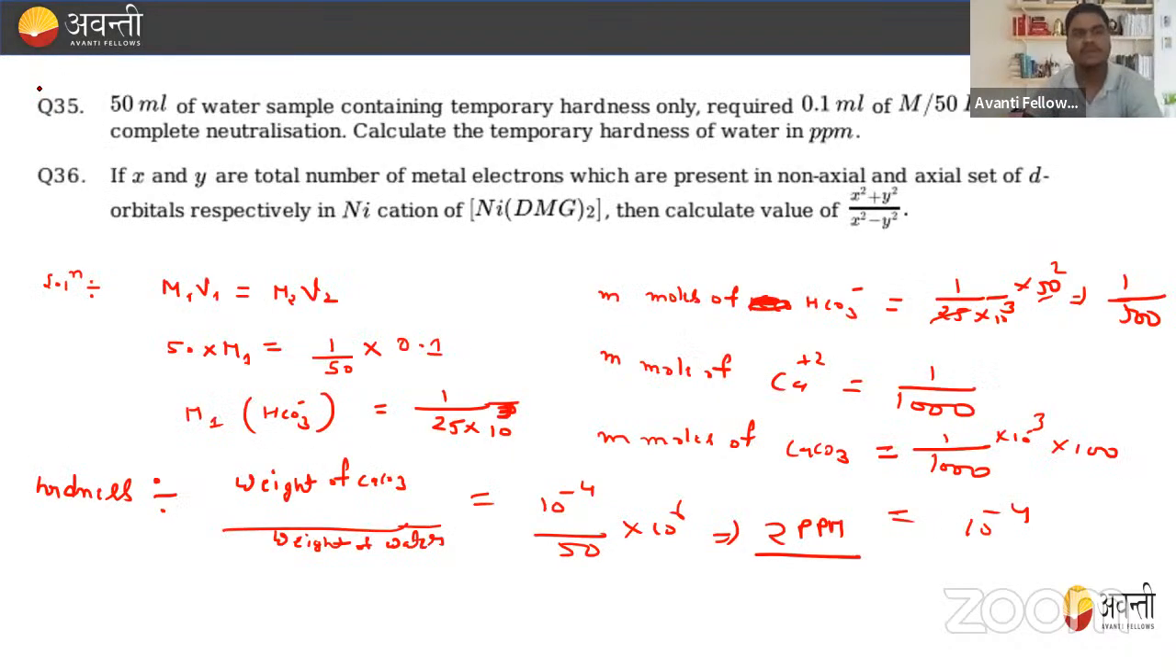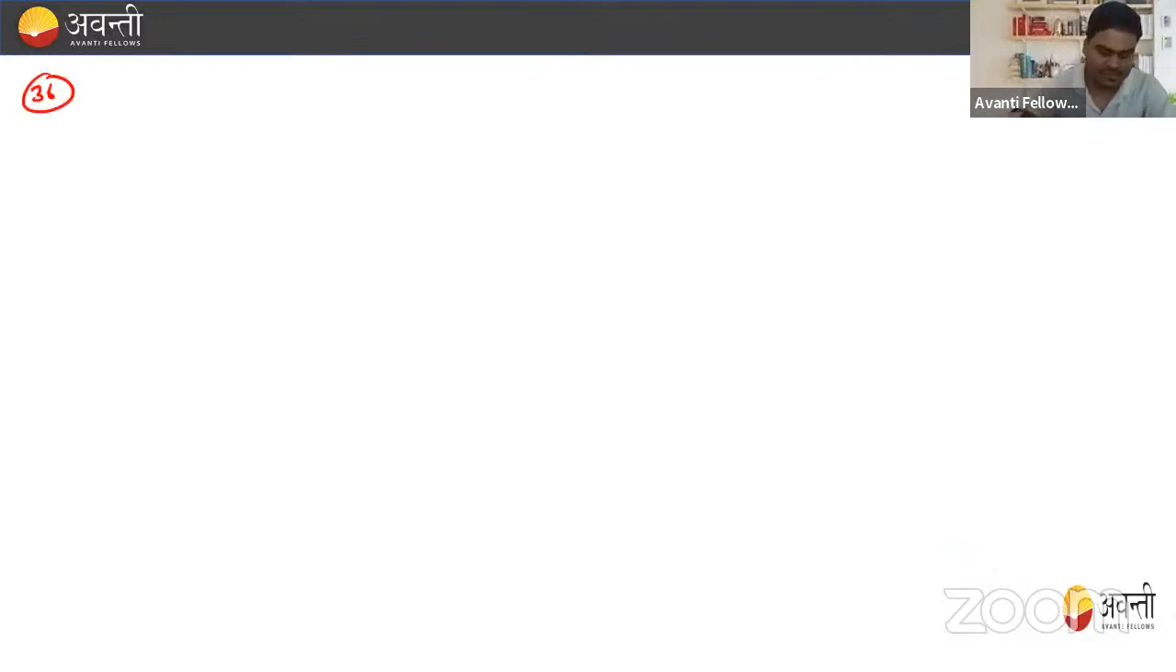What the question asks, basically, is: if X and Y are the total number of metal electrons present in the non-axial and axial set of d orbitals respectively in the nickel complex, Ni(DMG)2, then calculate the value of (x square plus y square) upon (x square minus y square). So what are X and Y? X and Y are the total number of metal electrons present in the non-axial and the axial set.